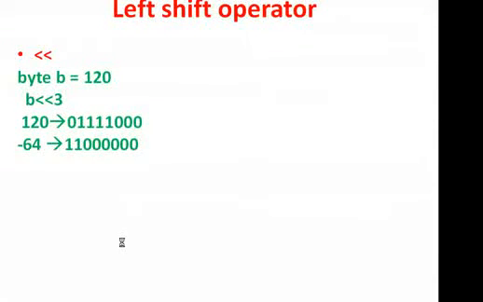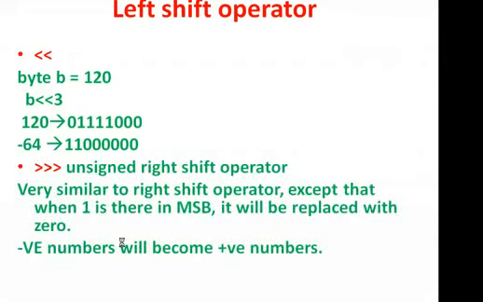Then coming to the left shift operator, you are telling the bits to move towards the left hand side. All the bits on the right hand side will be replaced with 0, and all the bits will be moving towards the left hand side. Here you cannot predict what kind of sign is going to come, it depends on the end result. So you can see here for a positive number I got -64 as a result.